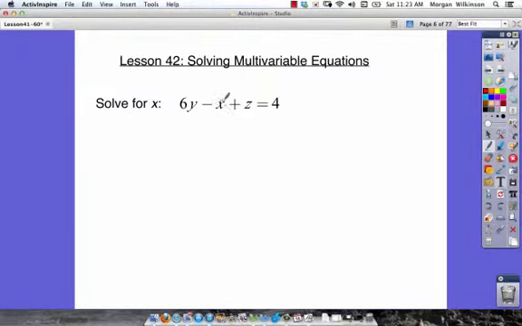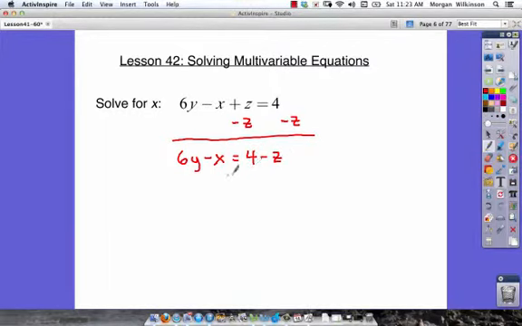In order to get x by itself on the left-hand side, just the x, the first thing we can do is to subtract the z. So if we subtract z on one side, we've got to balance it out by subtracting z on the other side. We're going to get 6y minus x is equal to 4 minus z.